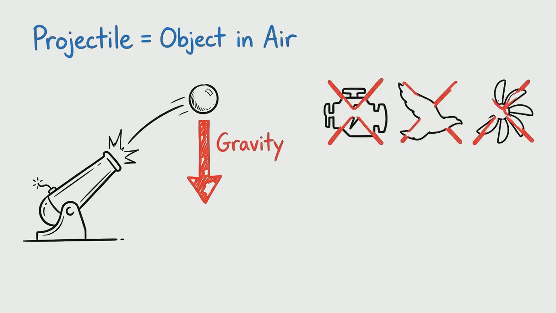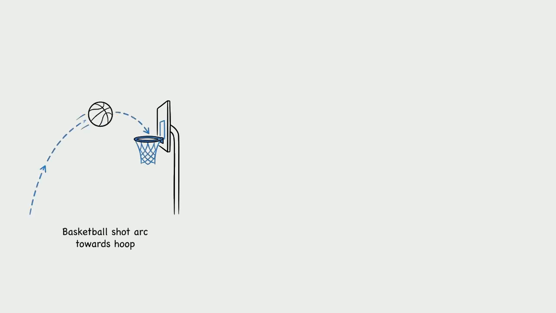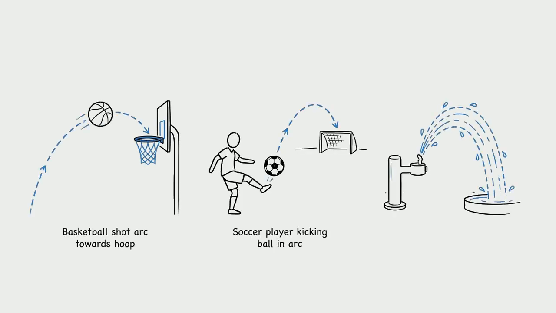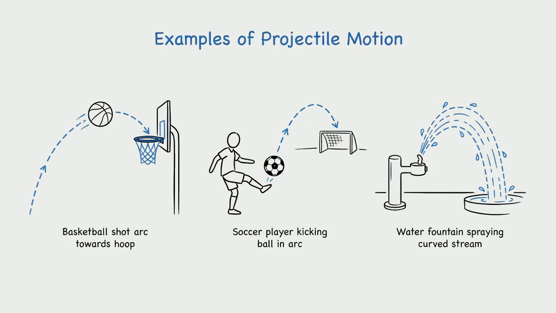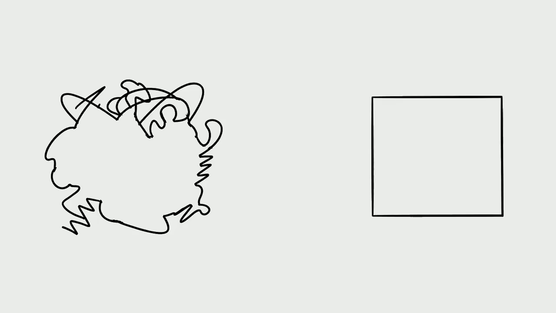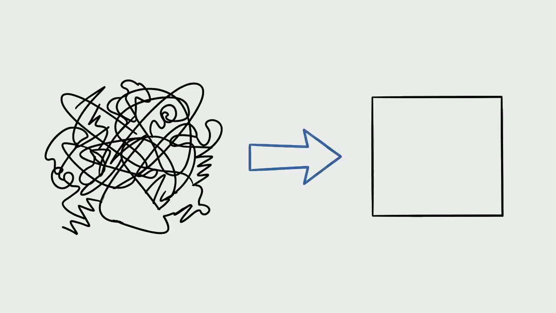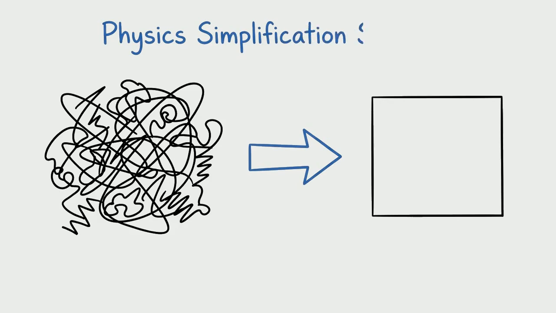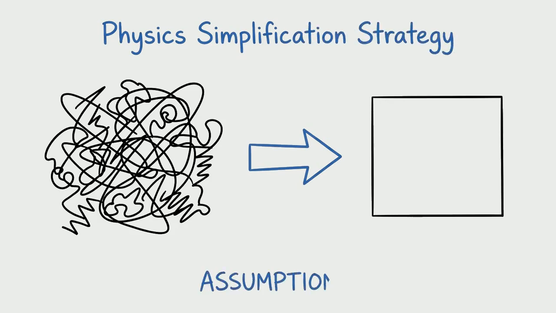No engines, no wings, no propellers, just gravity pulling it down. Think of a basketball shot, a soccer kick, or water spraying from a fountain. All of these are examples of projectile motion. In physics, we often simplify things to make them easier to analyze. So when we study projectile motion, we usually assume a few things.